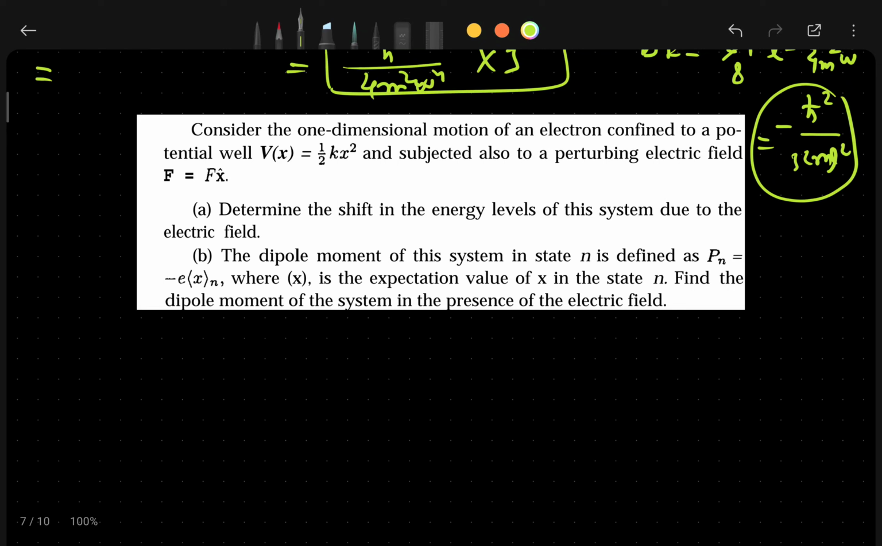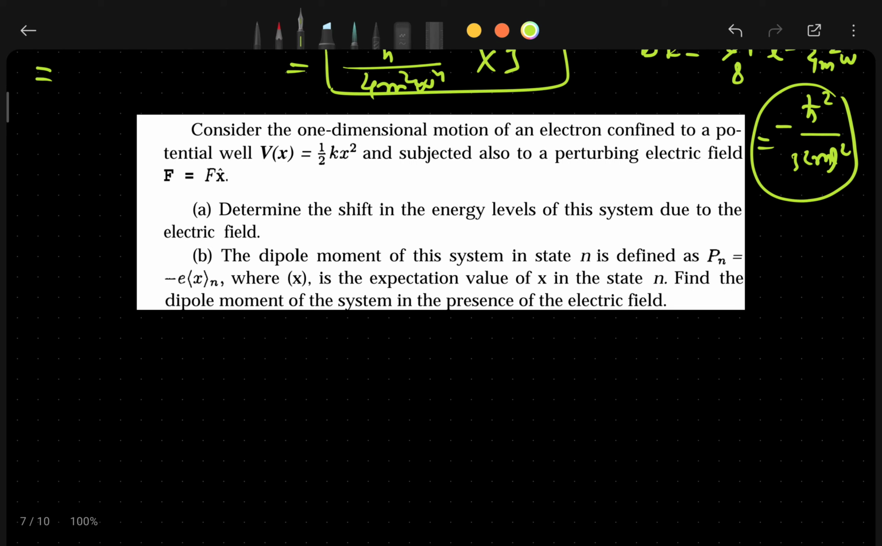Now question number 3. Consider the one-dimensional harmonic oscillator of an electron confined to a potential V equal to half k x squared and subjected to a perturbing electric field F along x cap. Determine the shift in energy level of this system due to the electric field.